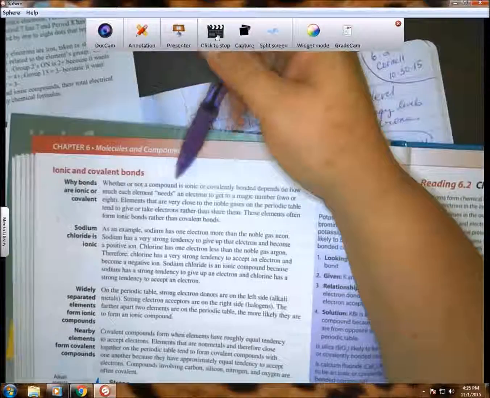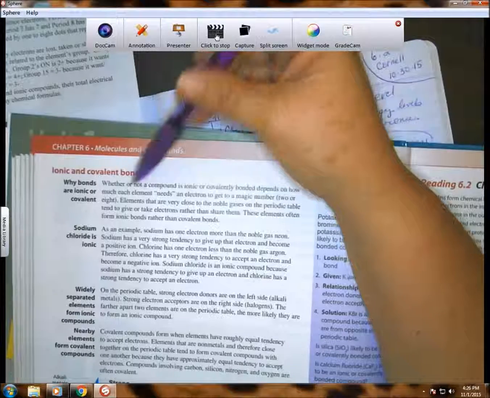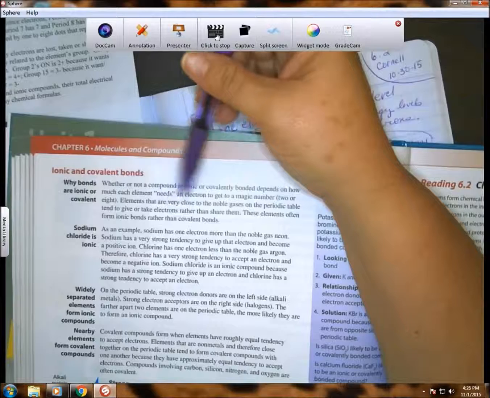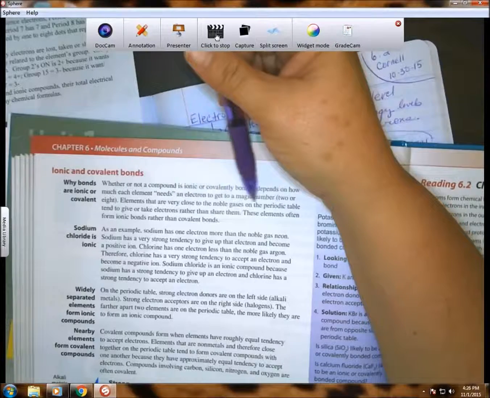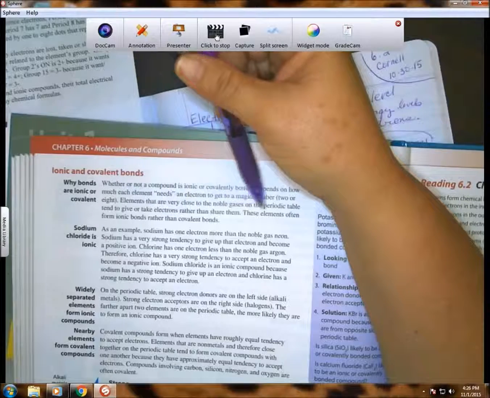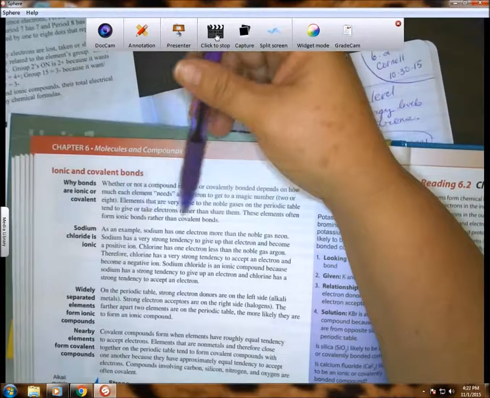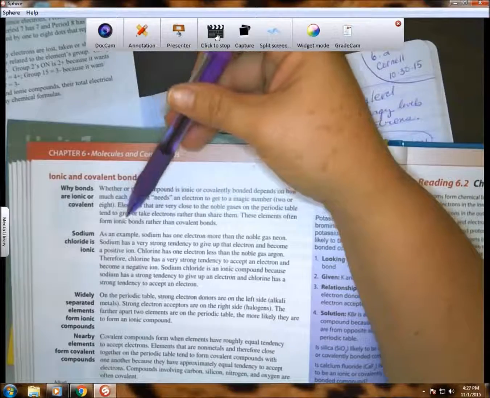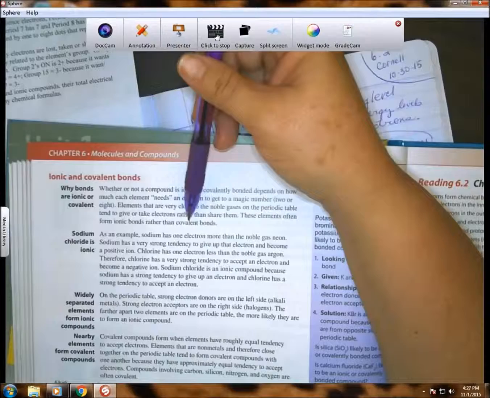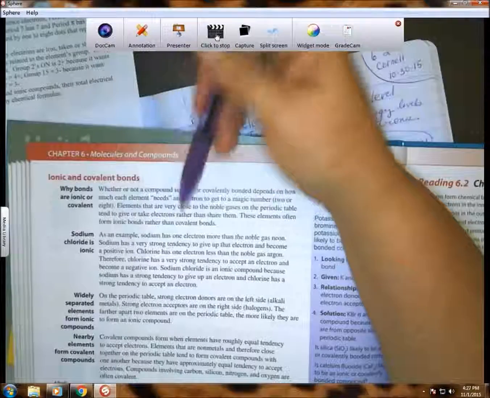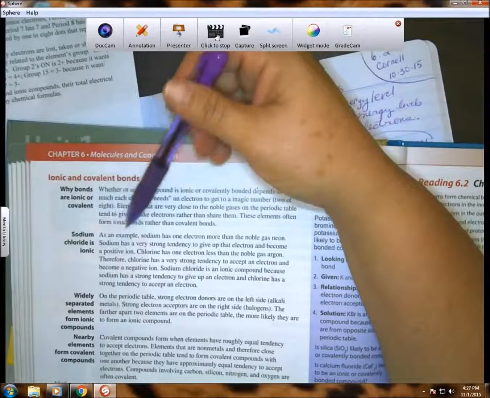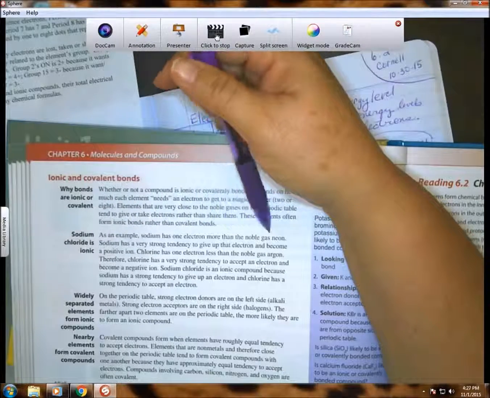Whether or not a compound is ionic or covalent depends on how much an element needs an electron to get the magic number 2 or 8. Elements that are very close to the noble gases on the periodic table tend to give or take electrons rather than share them. These elements often form ionic bonds rather than covalent bonds. Remember, ionic means that you're giving it away and you become charged, and covalent means that you're sharing. Co means share. Sodium chloride is ionic. For example, sodium has 1 electron more than the noble gas neon.